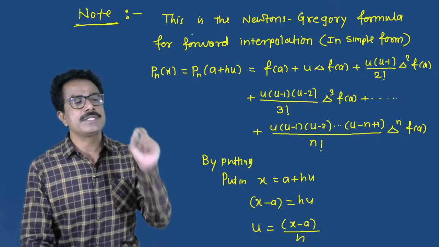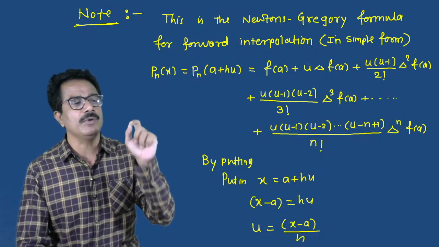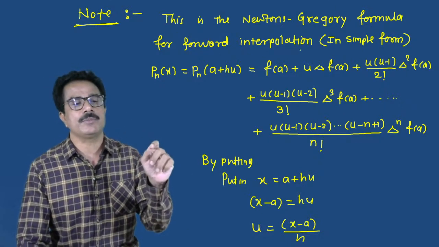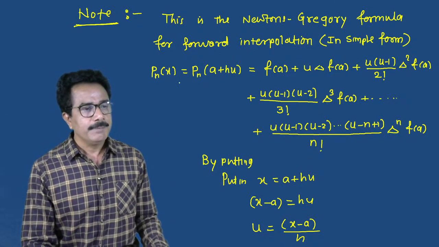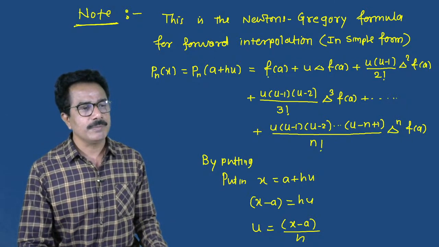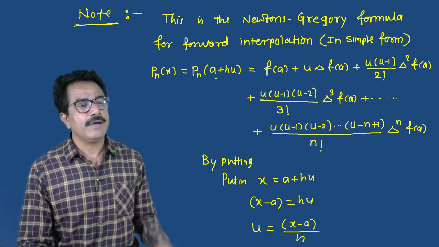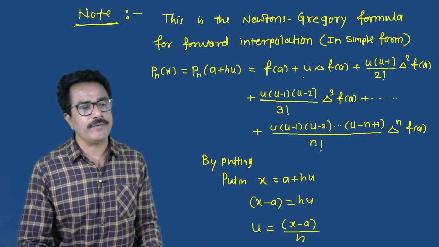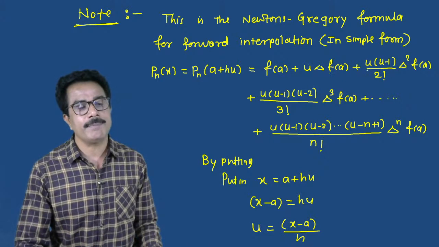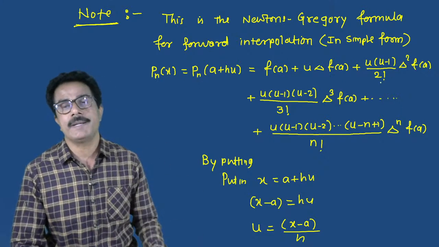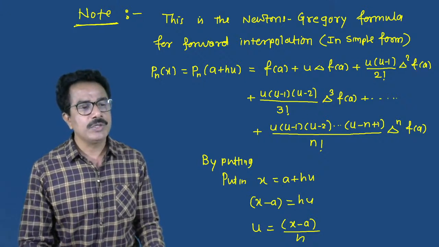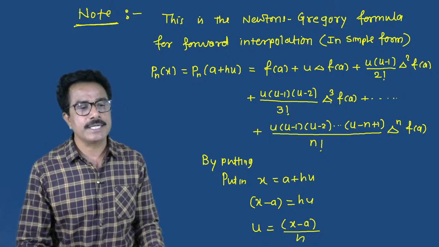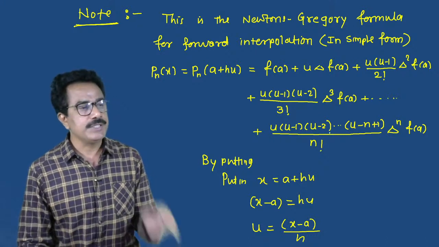Note, this Newton's-Gregory formula for forward interpolation we can write in the simple form. Pn of x is equal to Pn of a plus hu, which is equal to f of a plus u into delta f of a, plus u into u minus 1 divided by 2 factorial delta square f of a, plus u into u minus 1 into u minus 2 upon 3 factorial delta cube f of a, and so on.